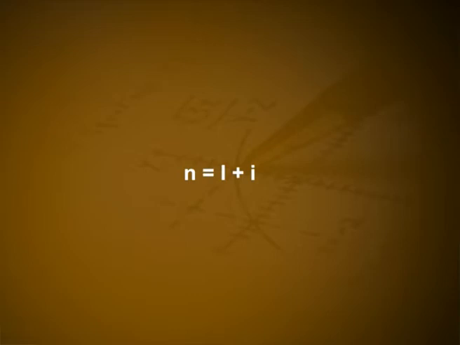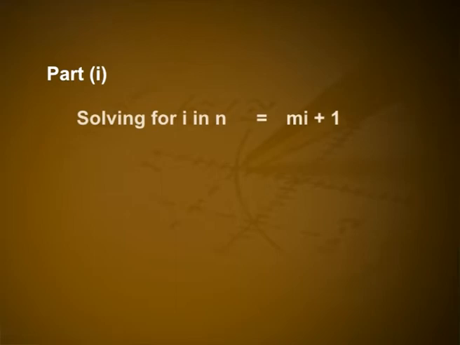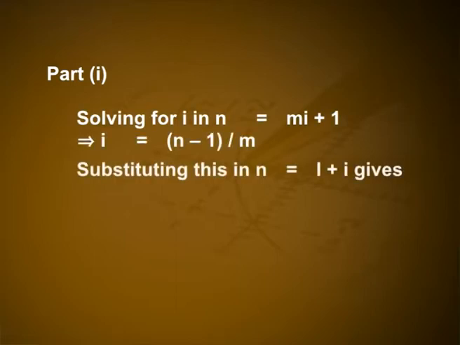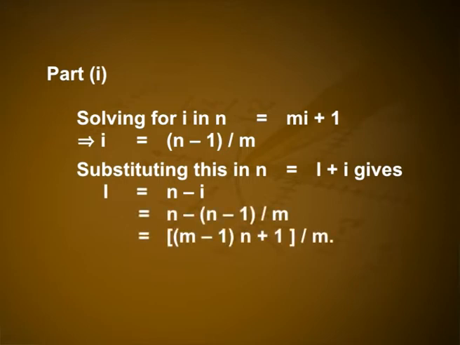Let n represent the number of vertices, i the number of internal vertices and L the number of leaves. The three parts of the theorem can be proved using the equality given in the last theorem. That is n equal to L plus i, which is true because each vertex is either a leaf or an internal vertex. Part 1. Solving for i in n equal to mi plus 1 gives i equal to (n minus 1) by m. Substituting this in n equal to L plus i gives L equal to n minus i, that is equal to n minus (n minus 1) by m, that is equal to ((m minus 1) into n plus 1) the whole by m.